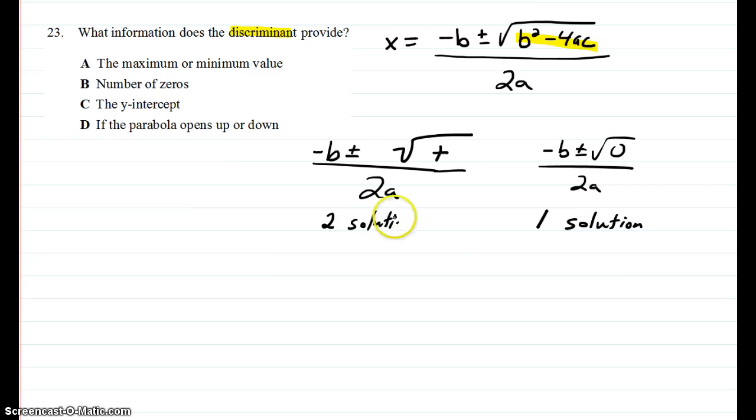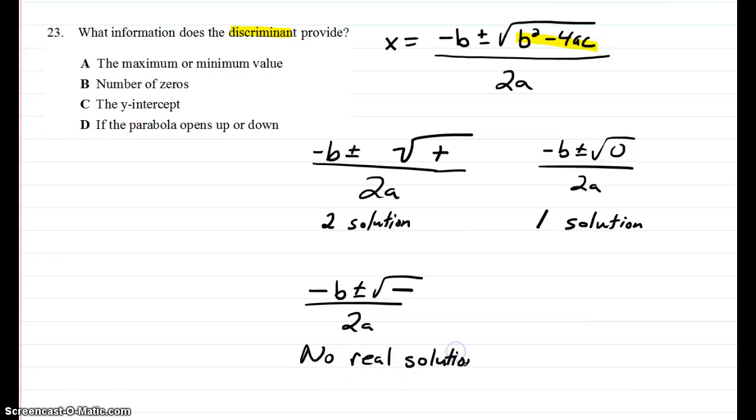And now if I have a discriminant that's negative, back in Algebra we would say no solutions. Well, now in Algebra 2 we say no real solutions, because we know we can have an imaginary solution, but we say no real solution.